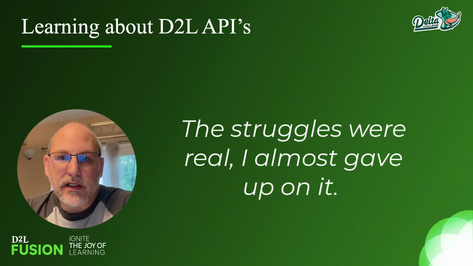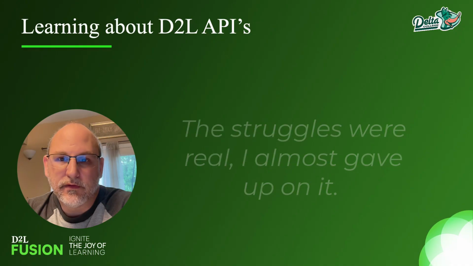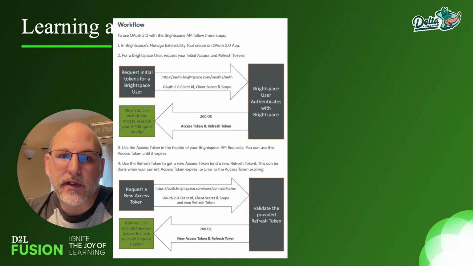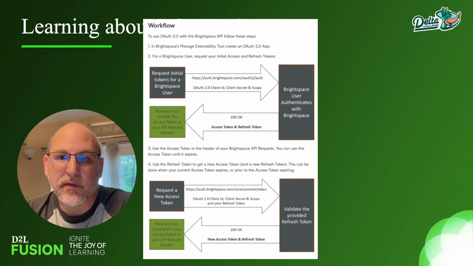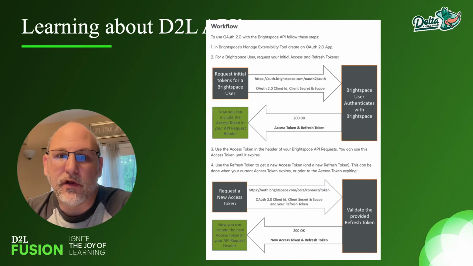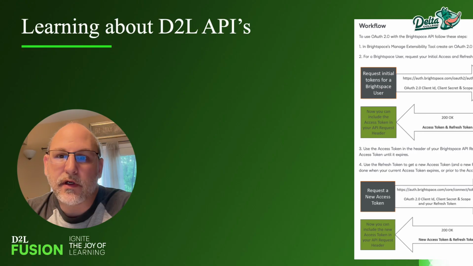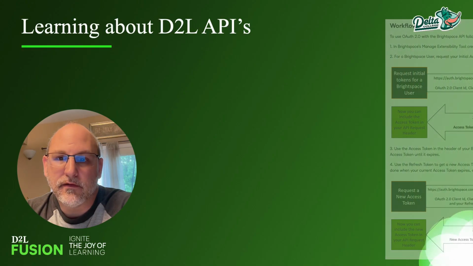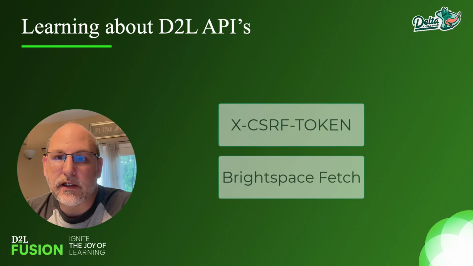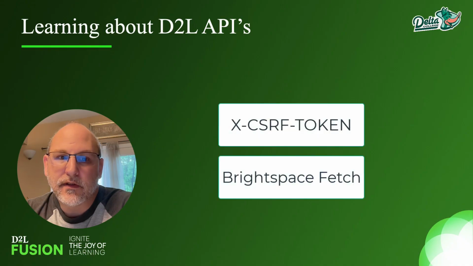Before Kaylee joined our team, I struggled for nearly a year understanding how to run an API call in D2L. The breakthrough came when I realized, with the help of AI and a few key tips from the developer group, that we didn't need full OAuth 2.0 authentication. Instead, we could use our session access token, the token that's used when you're logging into D2L, and the XCSRF token header through a simple Brightspace fetch function in JavaScript. That changed everything for us.